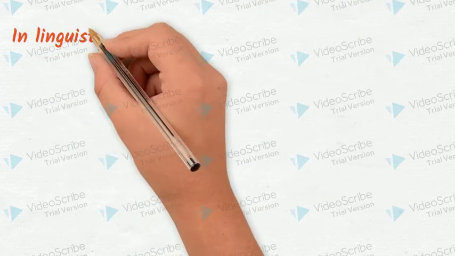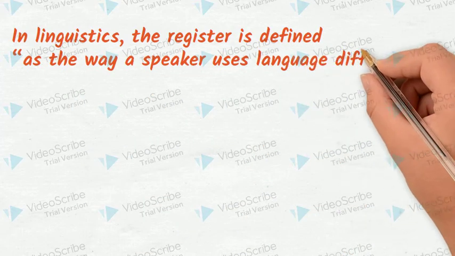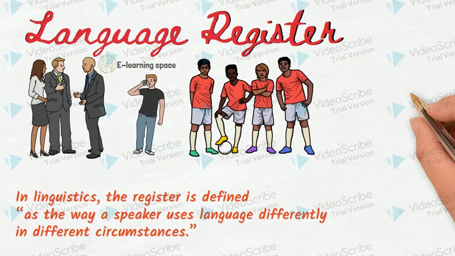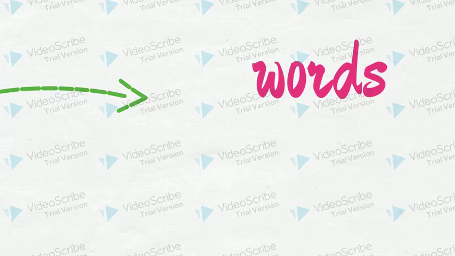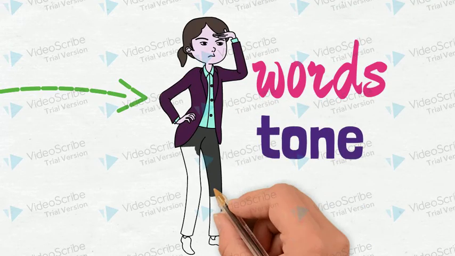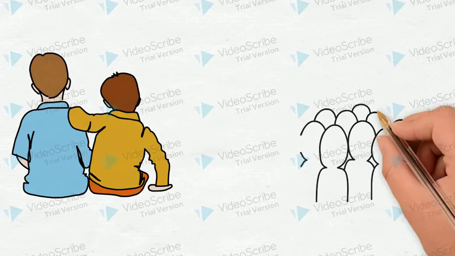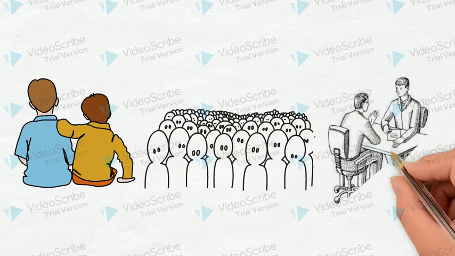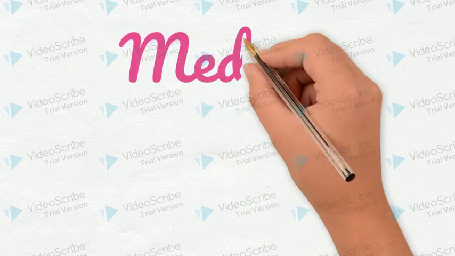In linguistics, the register is defined as the way a speaker uses language differently in different circumstances. Think about the words you use, the tone of your voice, and even your body language. Notice how you behave differently when talking to a friend than you would at a formal gathering or during a job interview. These variations of formality can vary according to medium, domain, or tenor.